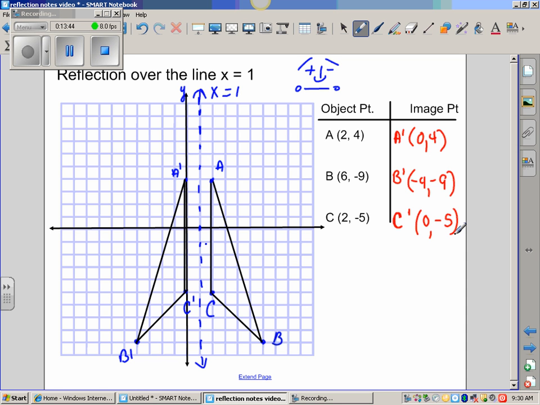And that's it for today's lesson. You need to be very cautious when you're drawing your lines of reflection, when they're not as simple as reflecting over the x and the y axis. Make sure you remember your rule for reflecting over y equals x, and we'll finish this up in class tomorrow. If you have any questions, please let me know.